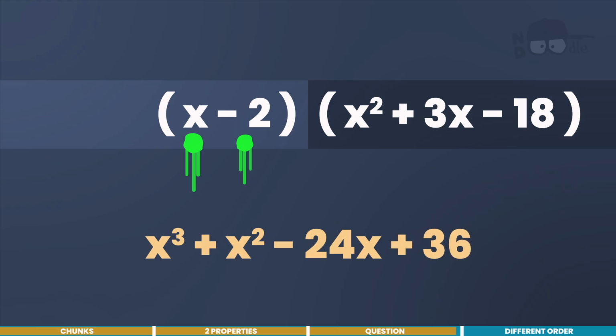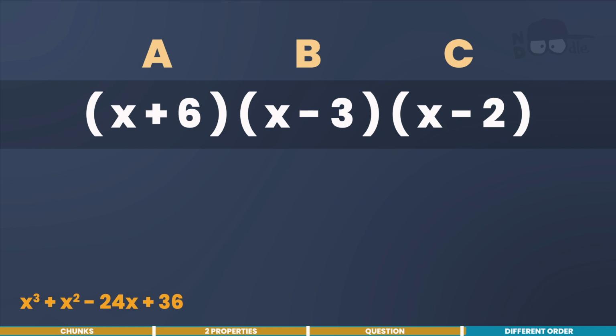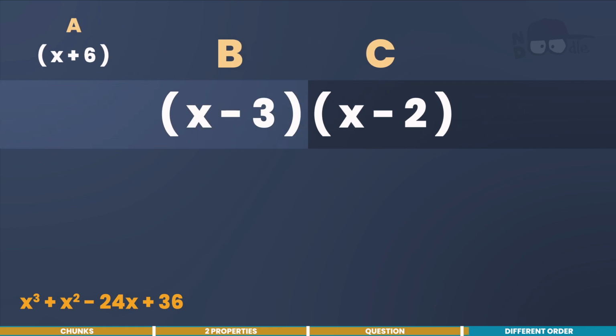There we go. I just want to prove to you that it doesn't matter what order you do this in. Stick to your method and you'll get the right answer. This time, let's do b times c first. So x minus 3 times x minus 2.